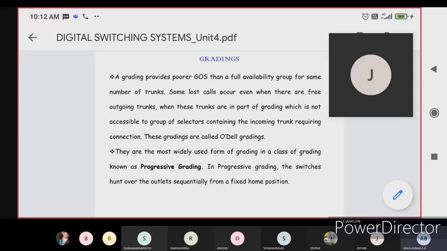In progressive grading, the switches are earned over the outlet sequentially from a fixed ohm position. What I am showing in the grading group now, they will follow the same procedures. First, some fixed lines are available for the group, and some of the lines are interconnected between the groups. That's why it is also called a class of grading system, also known as progressive grading. In progressive grading, the switch is earned over the outlet sequence from a fixed ohm position.